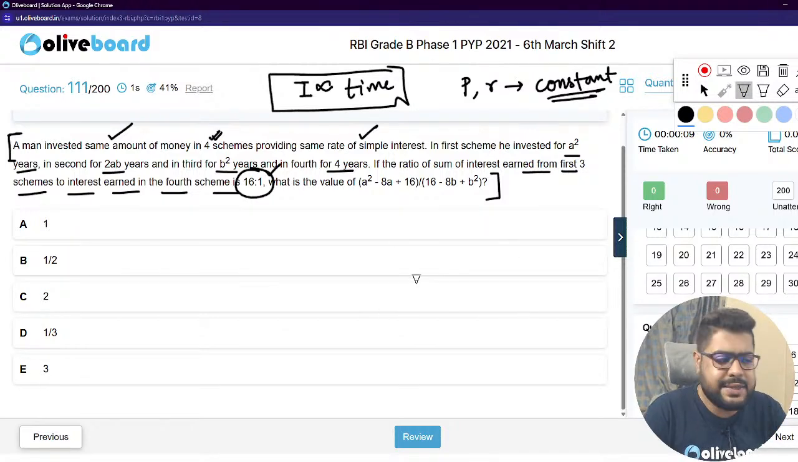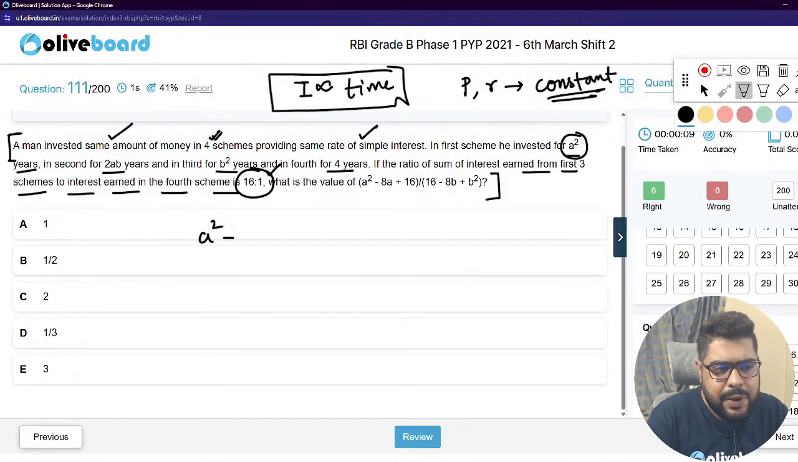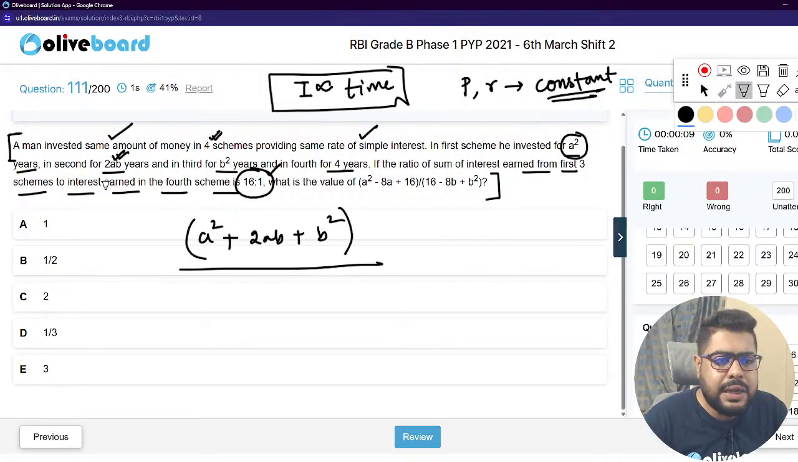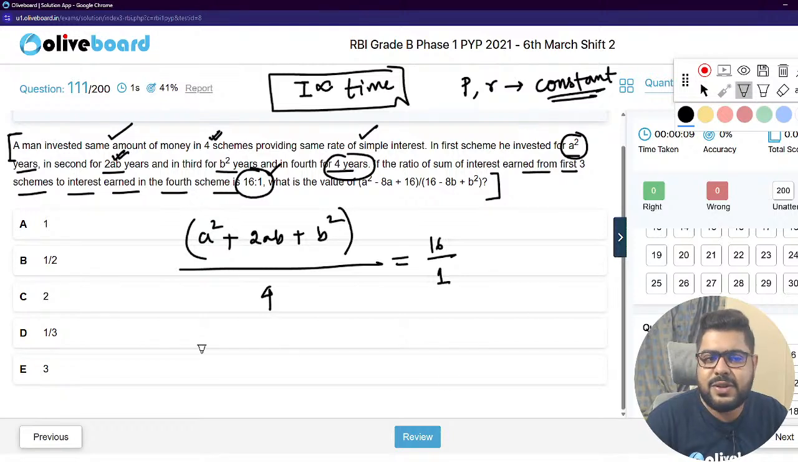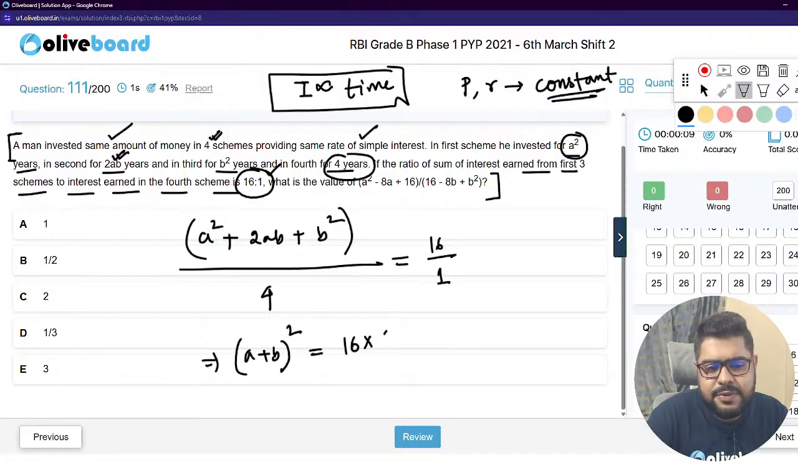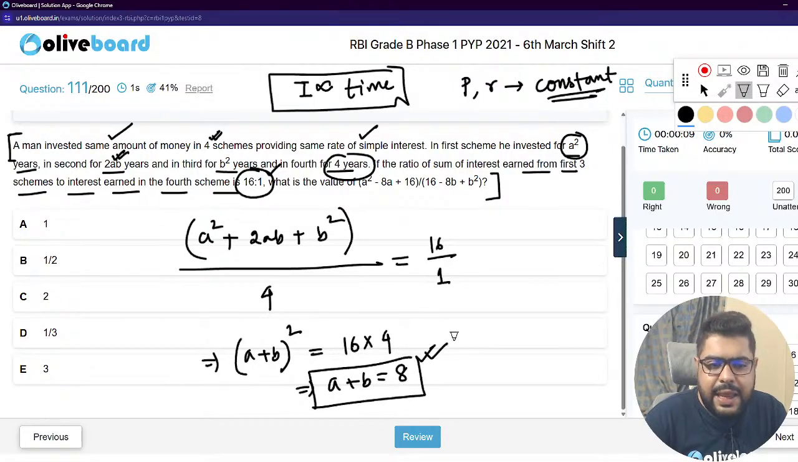So I can very directly say, first scheme the time is a square, second scheme the time is 2ab, third scheme the time is b square. The sum of them over the fourth one, that is time of 4 years, is given as 16:1. Just calculate, this comes out as (a plus b) whole square is 16 times 4. a plus b will definitely be positive, negative cannot be, so this is going to be 8. a plus b is 8.